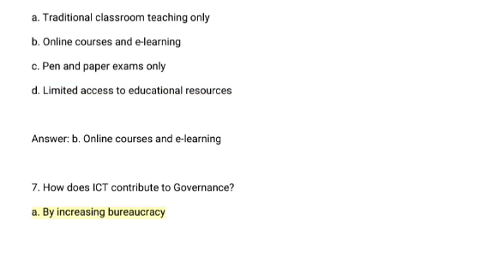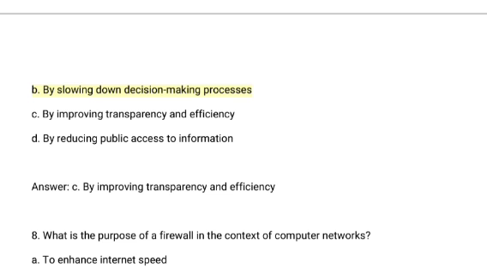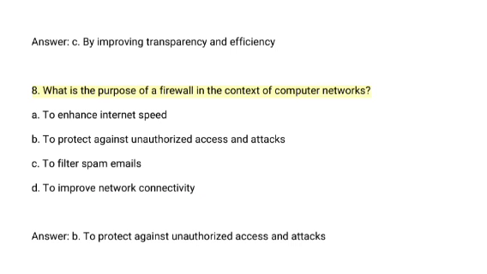7. How does ICT contribute to governance? A. By increasing bureaucracy. B. By slowing down decision-making processes. C. By improving transparency and efficiency. D. By reducing public access to information. Answer. C. By improving transparency and efficiency.